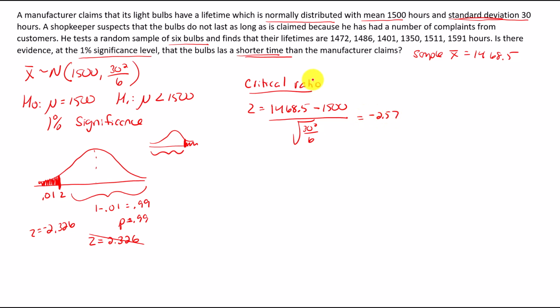And remember, for critical ratio, all I want to do is see if this is in my rejection region, which is this right here. So if this Z value, this here, is negative 2.326, is this one to the left of it inside that region. And negative 2.57 is less than negative 2.326, which means it's in my rejection region. So we would choose to reject the null hypothesis, and we would say that there is evidence at 1% that there's a shorter time for the bulbs.